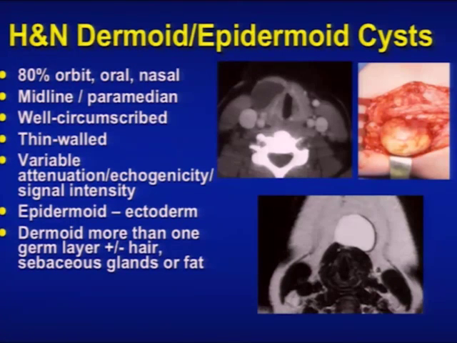If they have fat or calcium, it's a whole lot easier, and we can call them dermoids. But the epidermoid, which is only ectoderm and usually fluid-filled with variable signal intensity and attenuation, or the dermoid without fat and calcium, sometimes can look similar. So if you see a midline or paramidline cystic lesion, remember that a dermoid or epidermoid cyst can live in that part of the neck.